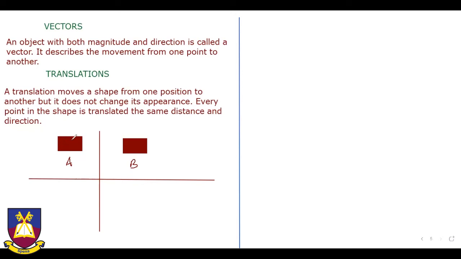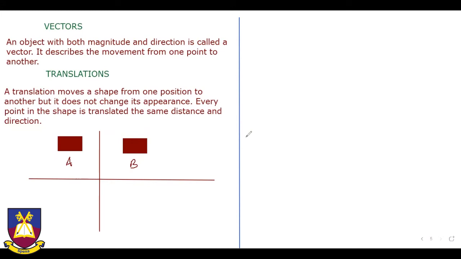But if it has undergone a translation, then its shape must remain the same and its appearance must remain the same. It's just that the figure itself has changed position due to a given translation. So when we translate something, it will change its position, but it will not change its appearance.